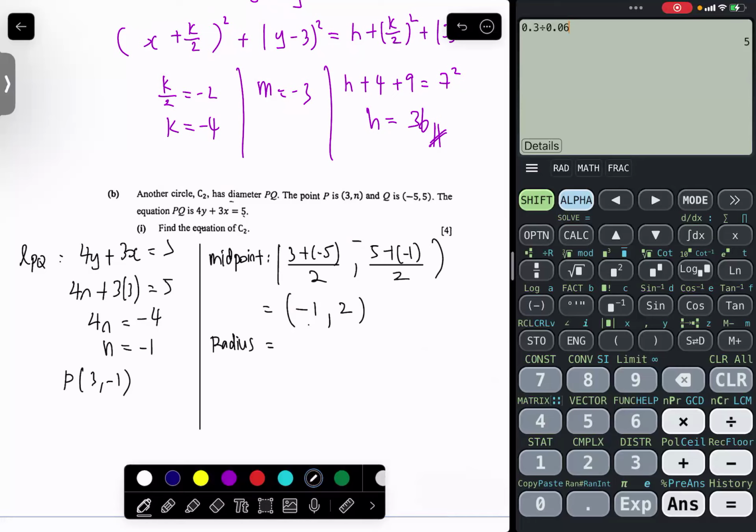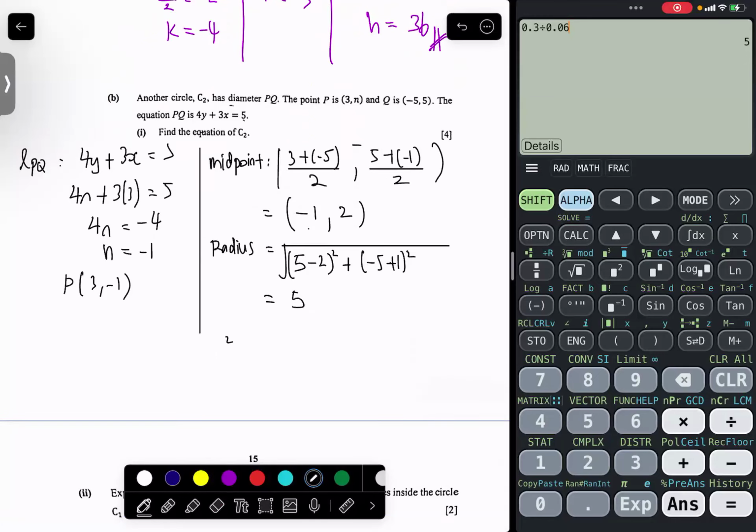Now, radius is equal to the square root. Okay. Oh, I see, wrong. 5 minus 2 squared plus 4 minus negative 5, sorry, negative 5 plus 1. Okay, equals to 5. Right, so radius is equal to 5. Okay, find the equation of C2. So C2 will be equal to (x plus 1) squared plus (y minus 2) squared equals 25.